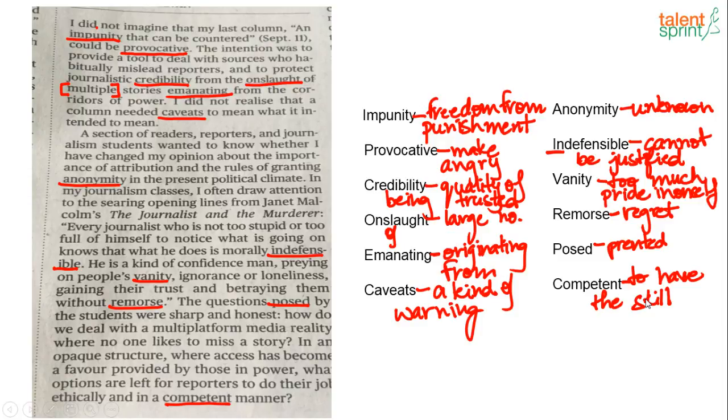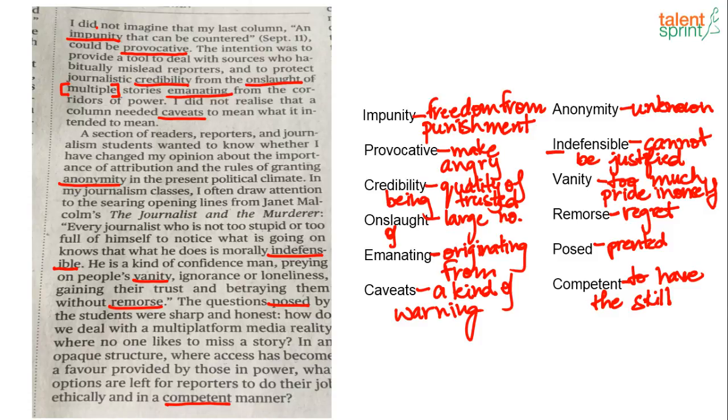Well, guys, let's go to the passage. Let's read the passage once again and let me discuss the meaning of the passage. Let's read the first passage, discuss what it means and then move ahead. I did not imagine that my last column, and impunity can be countered, would be provocative. So what does the author say here? The author says that he wrote a column that was published in the newspaper. The title of the column was that impunity can be countered, that freedom from punishment can be countered, and he did not know that that article would make people angry.